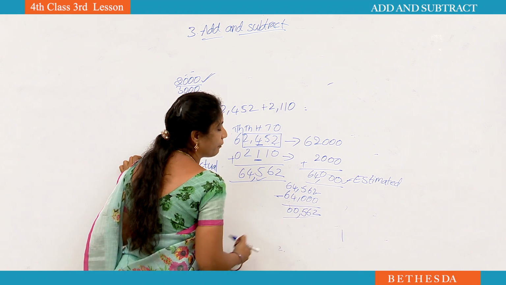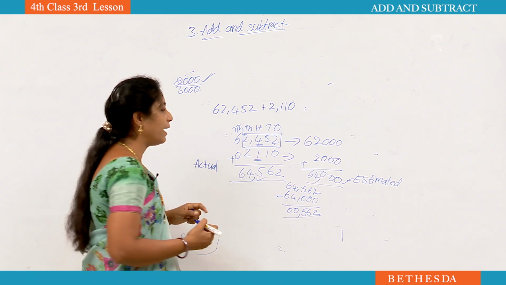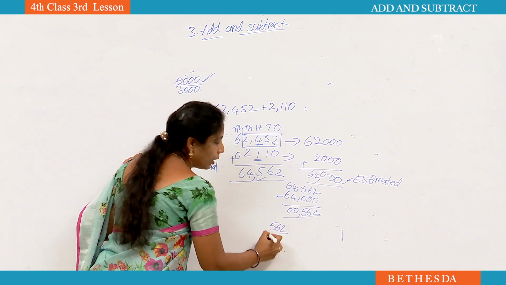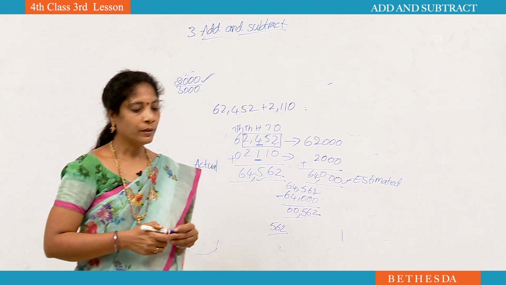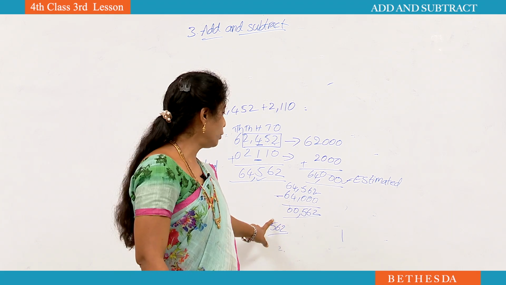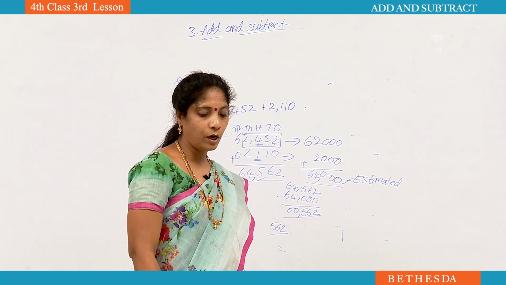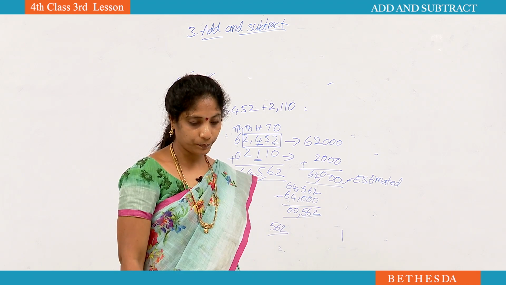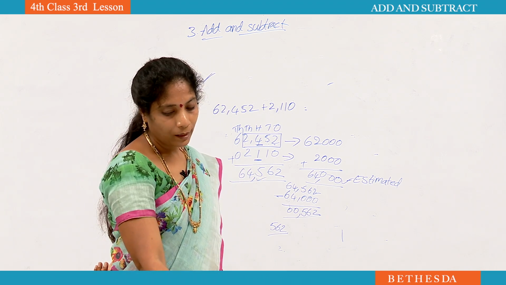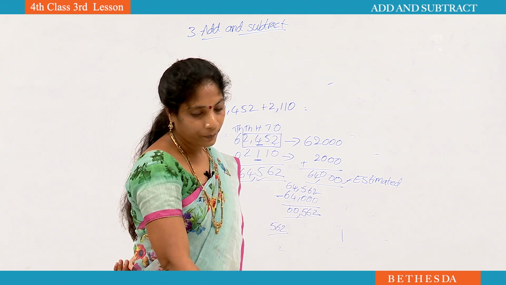Now, what is the difference between the actual value and the estimated value? 562. You have to write that in the box. See here, first you write the actual value, then the estimated value, and you do subtraction. By subtraction, you got 562. Like that, you have to complete the subtraction also on page number 59.